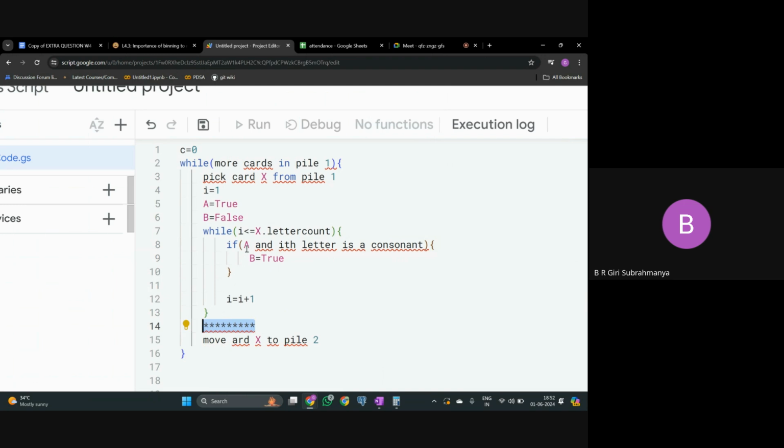But for the second letter also, A is going to be true, right? When I gets incremented, for the next letter also A is going to be true. If that is also a consonant, still B will be true. Maybe the first letter was a vowel, but the second letter is a consonant. Still this condition will become true and B will become true, right? So it's an issue. How do we tackle that now?